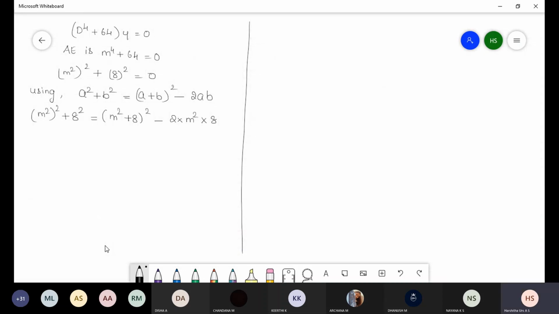So next, in the next step, it is in the form a plus b whole square. So I write m² + 8² minus 2 8s are 16m². It is in the form (a + b)². So we can write it as (m² + 8) plus b. A² minus b² means (a + b)(a − b).